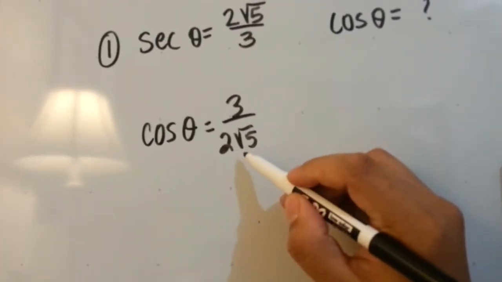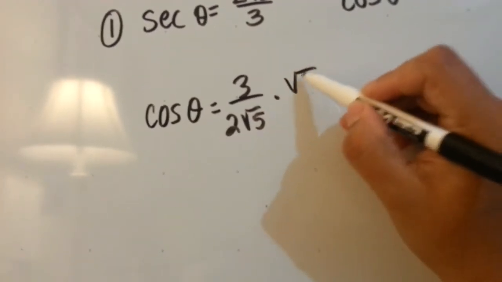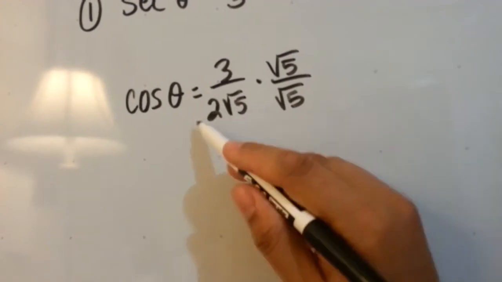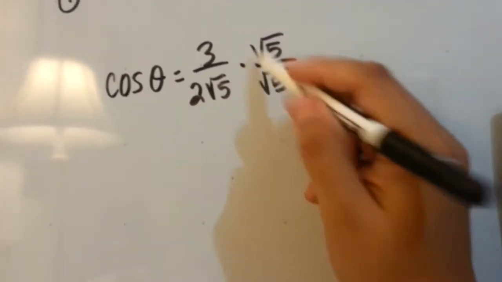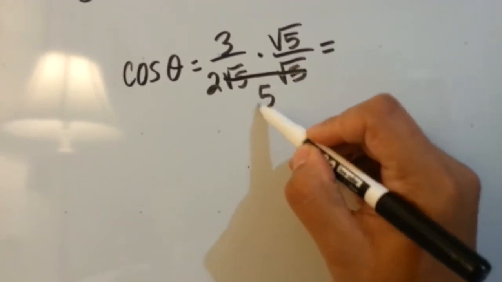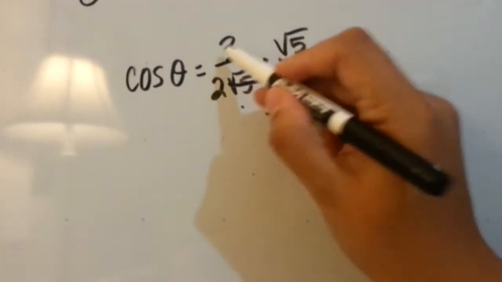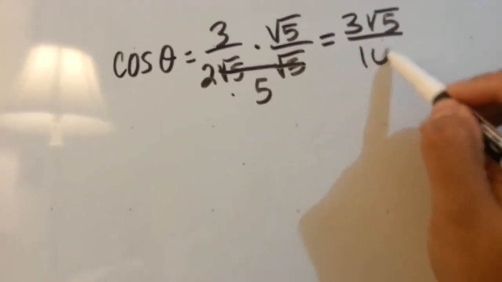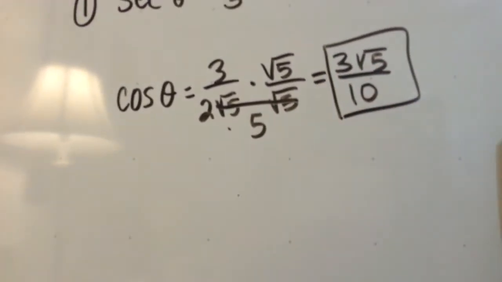You can't have a square root of 5 in the denominator, so we multiply top and bottom by the square root of 5. Notice that we leave the 2 there. You don't have to include the 2 in here. We're just trying to get rid of this. Alright, these 2 square roots of 5 become a 5. So 3 times the square root of 5 over 2 times 5, which is 10. And that would be the answer.